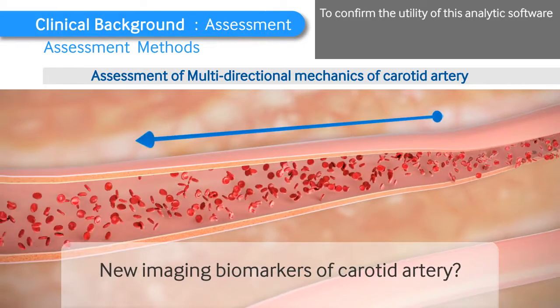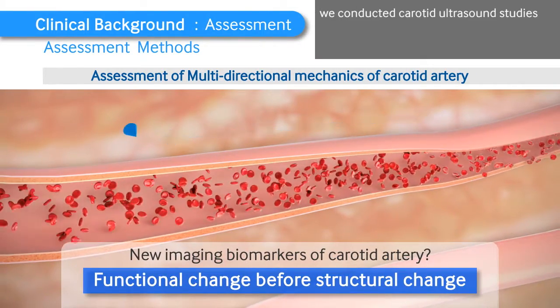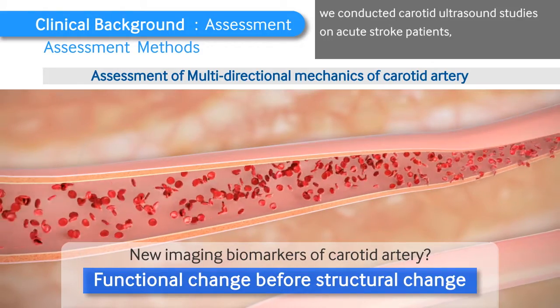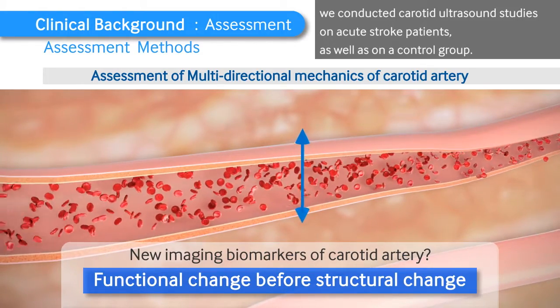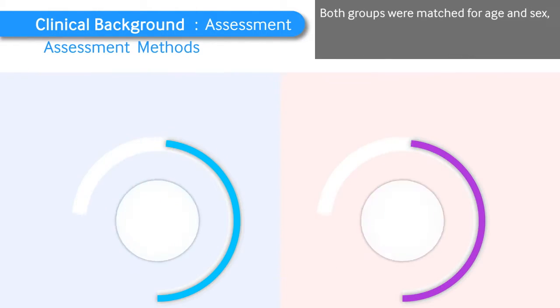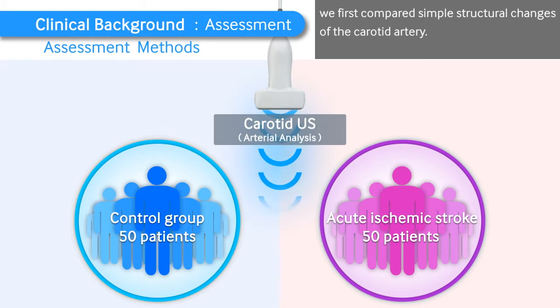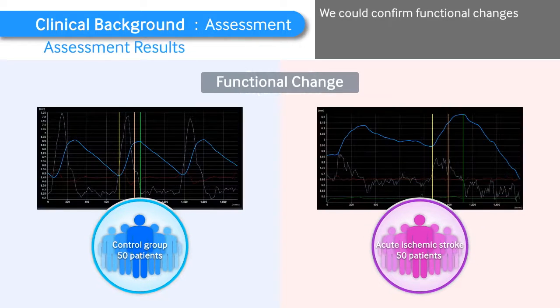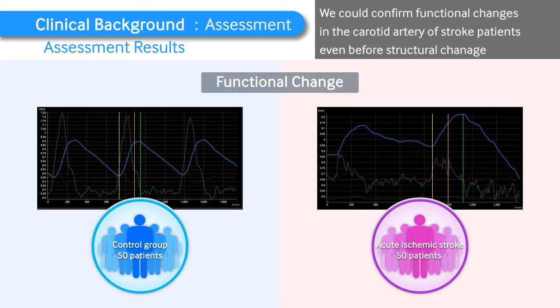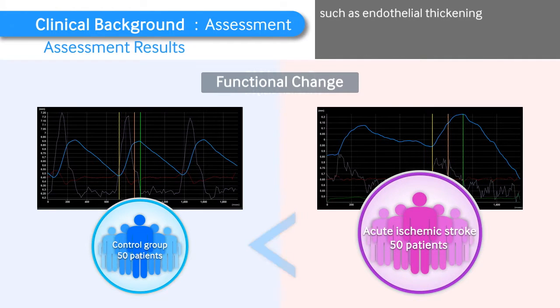To confirm the utility of this analytic software, we conducted carotid ultrasound studies on acute stroke patients, as well as on a control group. Both groups were matched for age and sex, and each group consists of 50 patients. After performing carotid ultrasounds on the two groups of patients, we first compared simple structural changes of the carotid artery. We could confirm functional changes in the carotid artery of stroke patients even before structural change such as endothelial thickening or plaque formation had taken place.